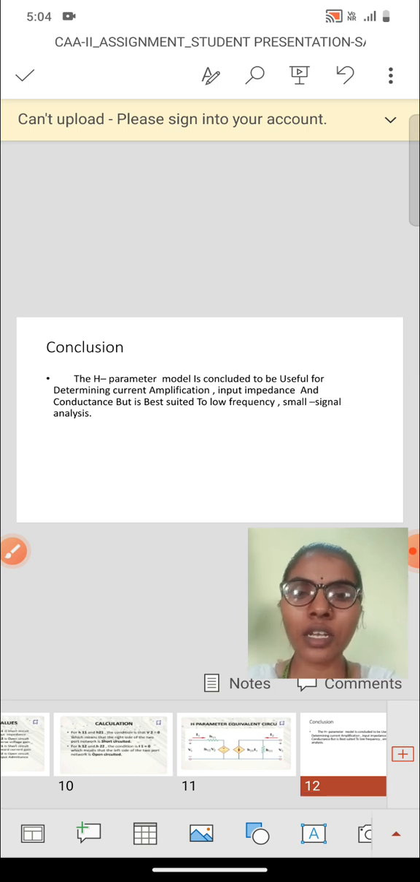Conclusion: the H parameter model is concluded to be useful for determining current amplification, input impedance, and conductance, but is best suited to low frequency small signal analysis.